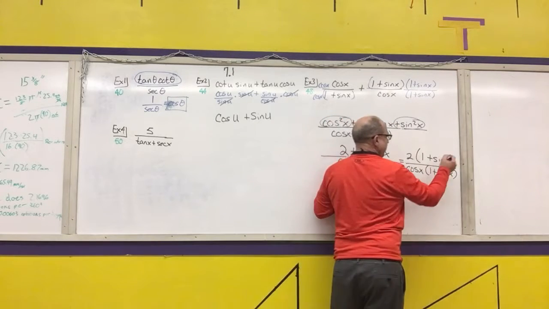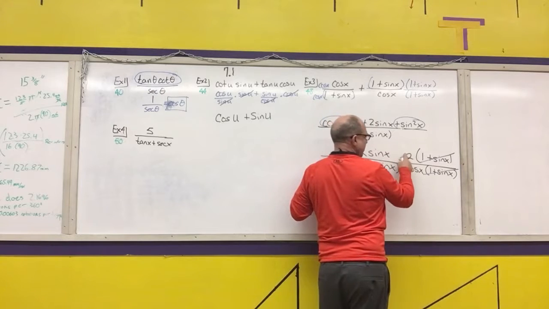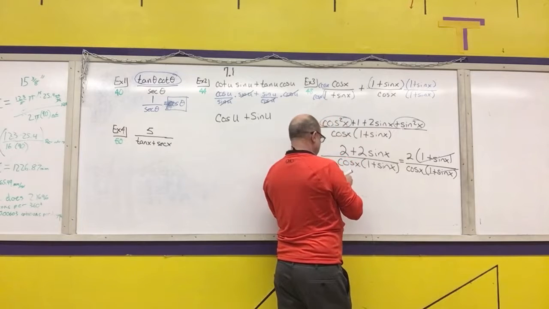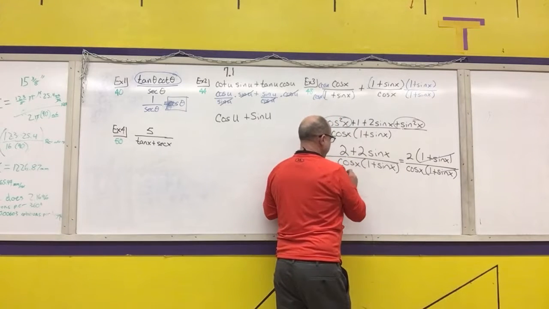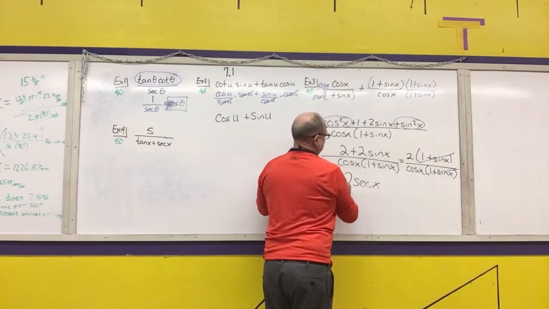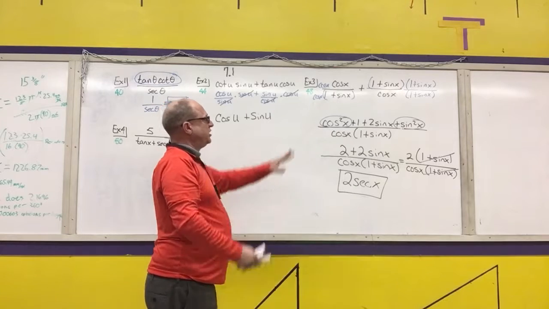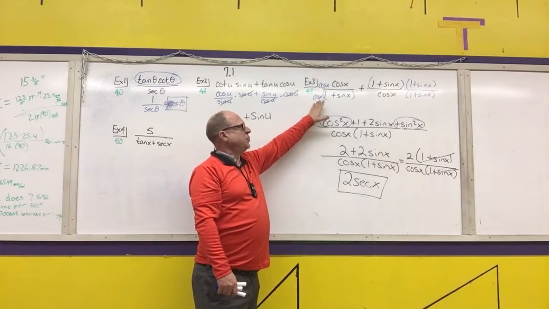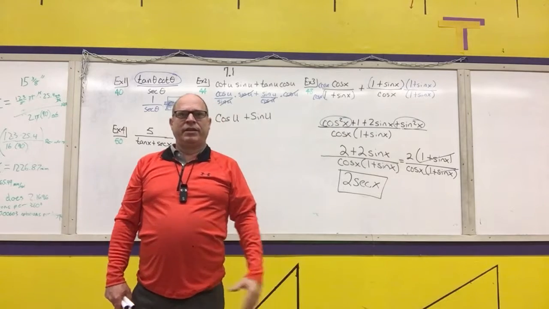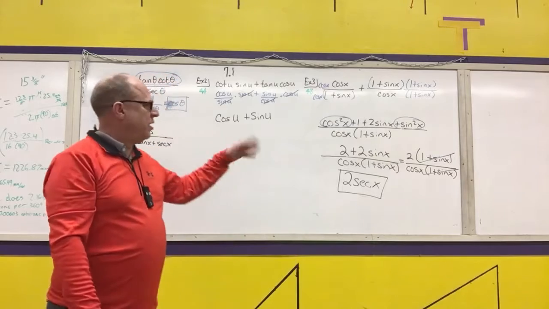My sine of x's cancel. I now have 2 over cosine. Something over cosine is that number times secant. So my final answer is going to be 2 secant x. So again, it's just like Algebra 2 or college algebra. If you have a fraction, you find what the lowest common denominator is, you multiply by what's going to give you that lowest common denominator, and then you simplify.